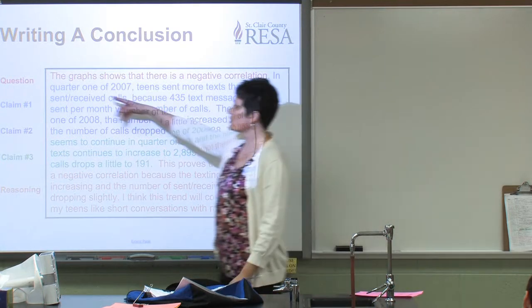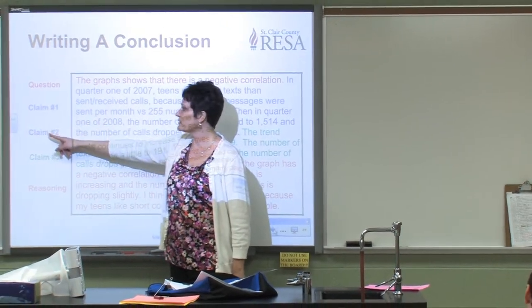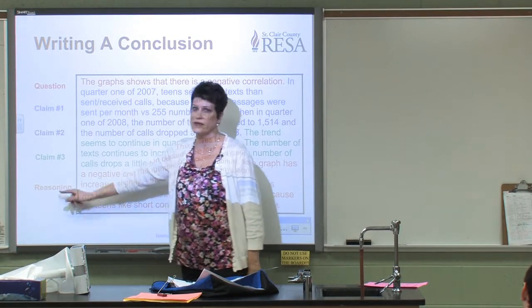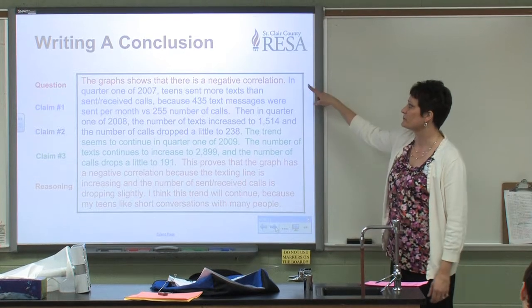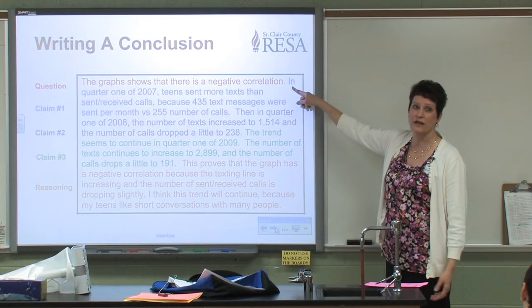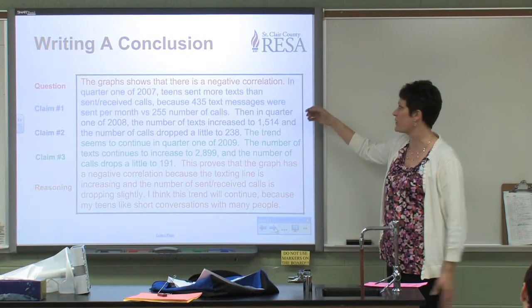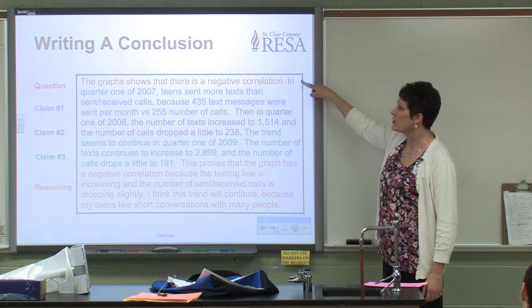So this is what writing a conclusion looks like. I said you had to answer your questions. You had to have your claim 1 sentence, claim 2 sentence, claim 3 sentence, and a reasoning for it. So let's look and see how I put mine together. The graph shows that there's a negative correlation. So I just answered my question, which you already did.